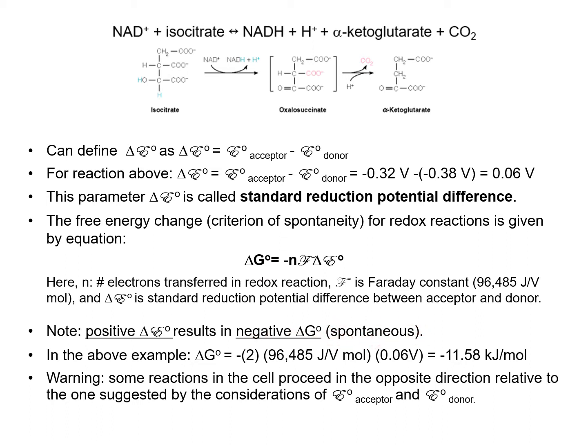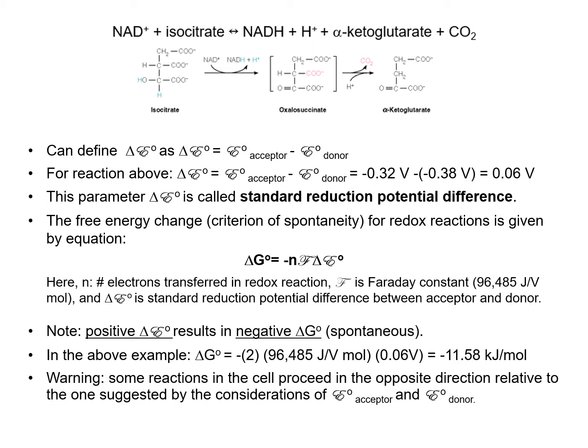In the above example, because 2 electrons were transferred in the half reactions, the number 2 goes into n here, and then you plug in the Faraday constant as well as delta E naught to get minus 11.58 kilojoules per mole. That's a negative value for delta G naught, meaning that this is a spontaneous reaction.